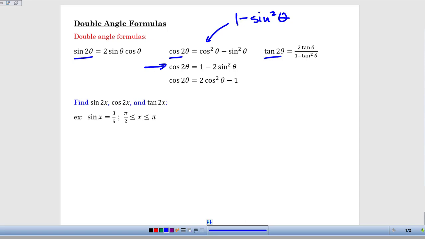And by the same approach, if we were to replace sine squared with 1 minus cosine squared theta, well, if we distribute the negative, we're going to end up with cosine squared minus 1, but then minus a negative, so plus cosine squared. That's how we eventually end up at this other variation. So all 3 of these will lead us to the same answer. We can use any one of them interchangeably, but we typically list them all off just because we can.